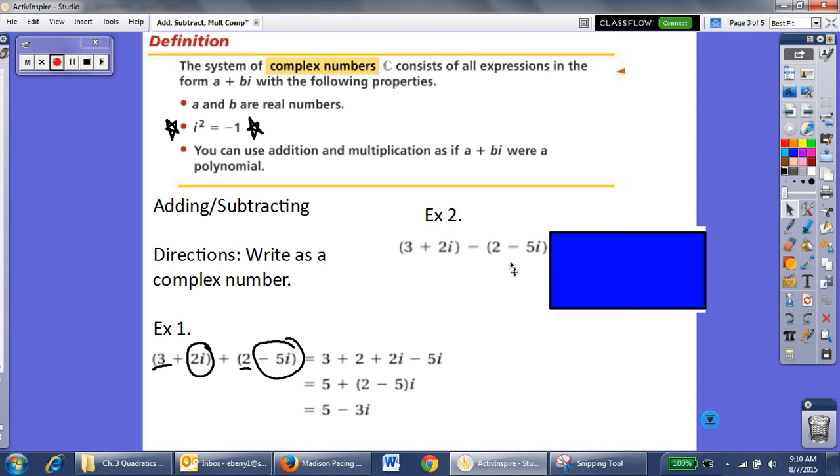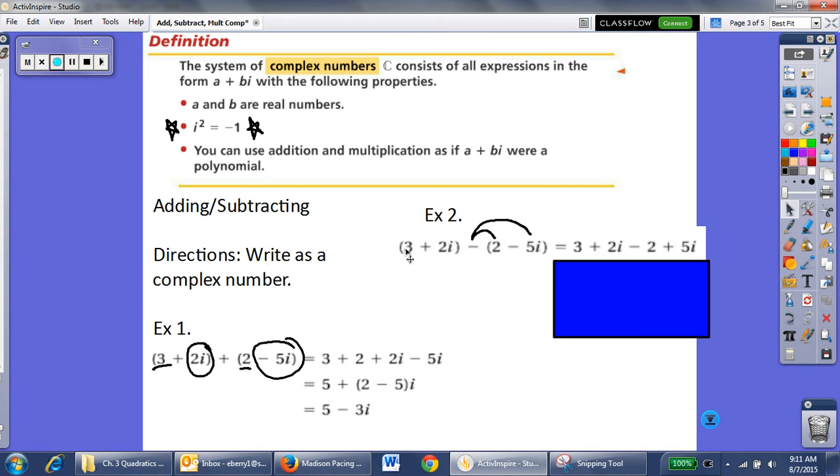Now look at example 2. This one is using subtraction. So before, when we did this with polynomials, we need to distribute this negative sign. So we're going to do that first. Okay, so we have the same part at the beginning, 3 plus 2i here. And then distributing the negative, we get -2, and then negative times negative gives you a positive 5i.